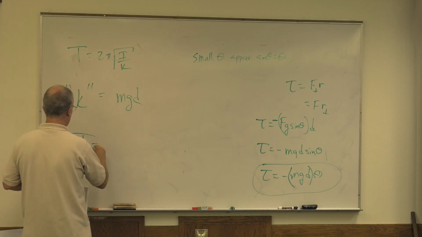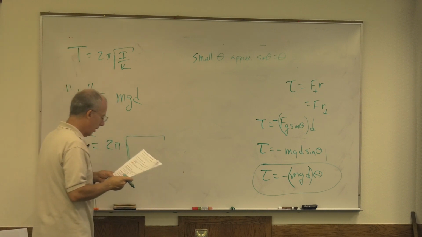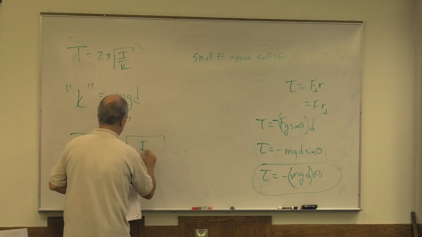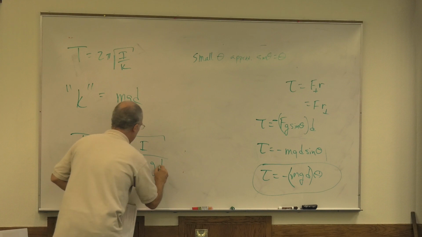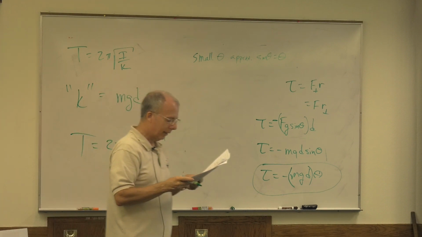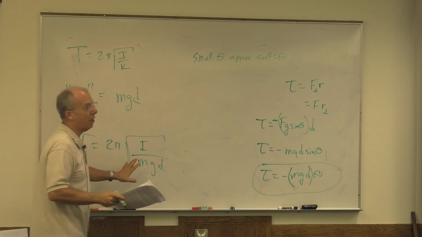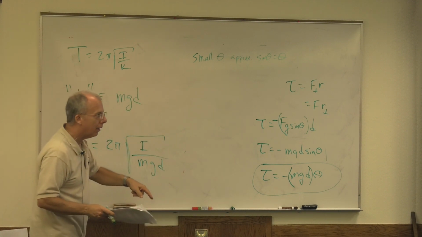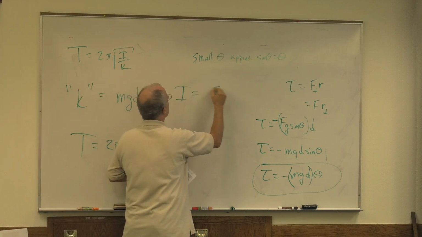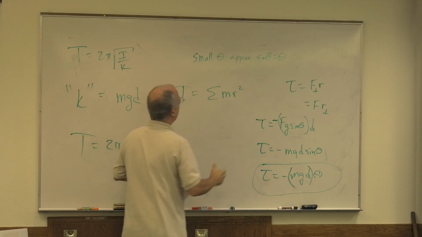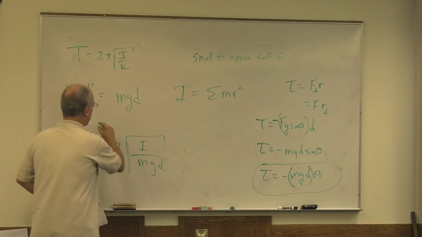All right. So let's do it. So the period is 2 pi, okay, now we'll just put I for now, over mgd. Okay? And that's it. Now, you look at that and say, oh my gosh, it depends on mass. No, it doesn't. Because the I, remember, I is the sum of mr squared, right? And so there's a mass here, there's a mass here, the masses will cancel. But anyway, that's how you figure out the period.